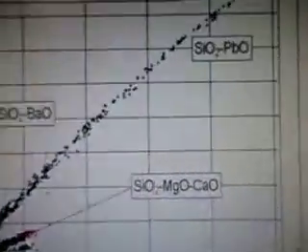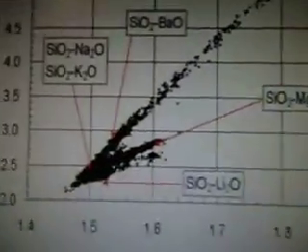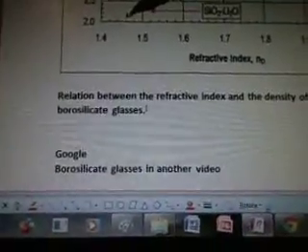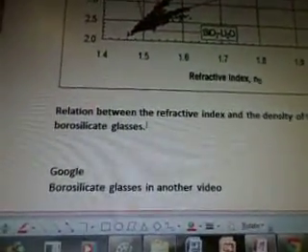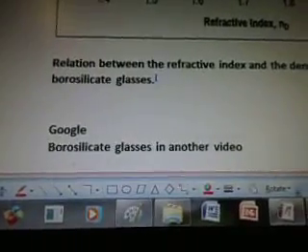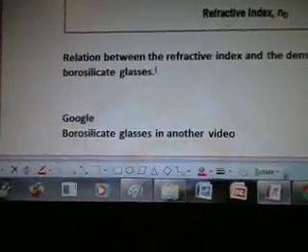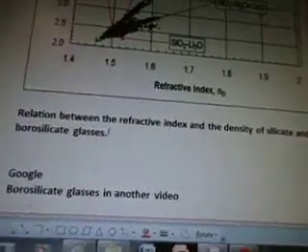Search notes data for lanthanum. Google to see what it is. I Google lanthanum in the next videos, okay? Here's the relationship between glass density and refractive index, silicate and borosilicate glasses. There's a graph with all the different calculations in it that shows the refractive index and the density. Okay? Relation between the refractive index and the density of silicate and borosilicate glasses. So I'm going to Google borosilicate glasses in another video and do more research on it, okay? So I'll go into the next video now.